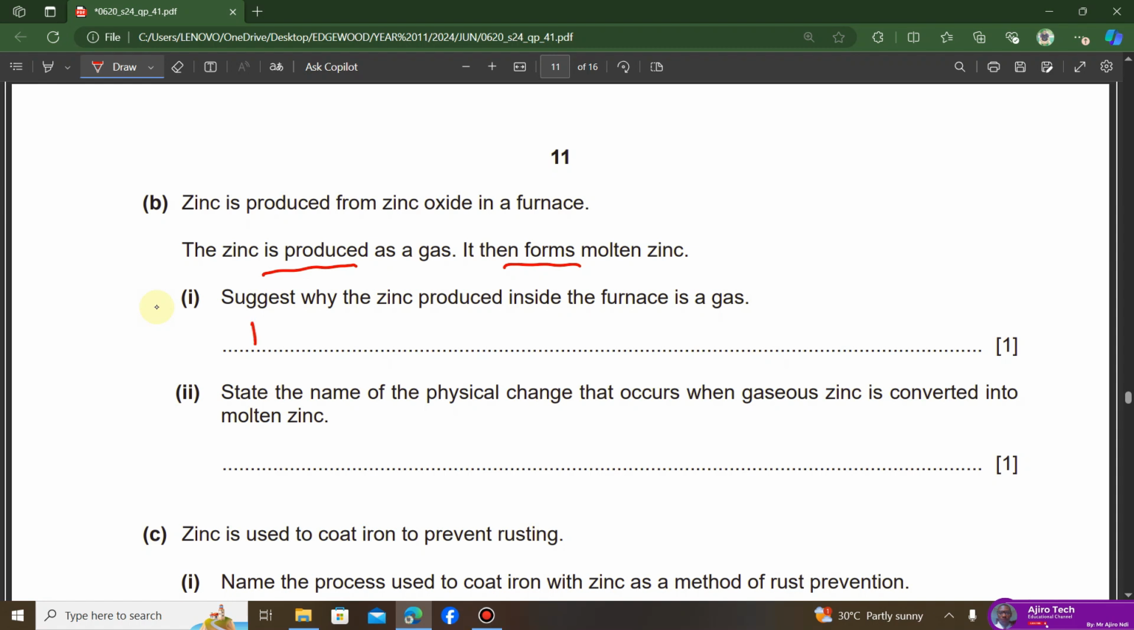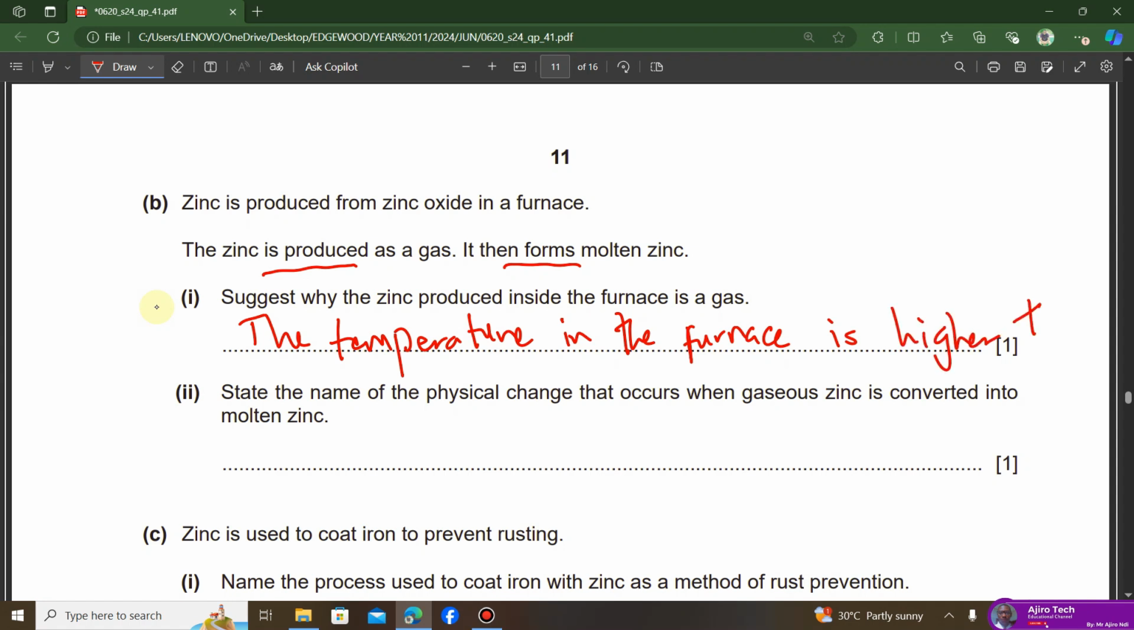So the temperature in the furnace is higher than the boiling point of zinc.